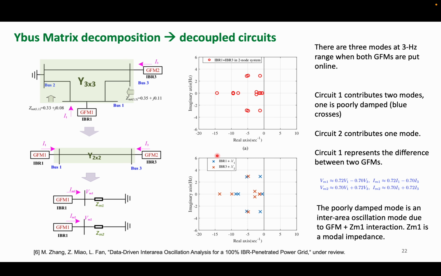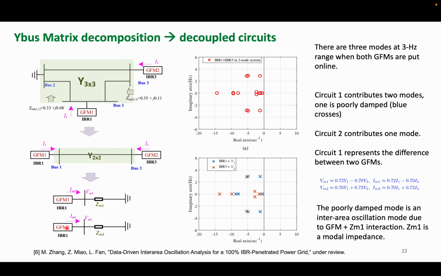Additionally, Y-bus matrix decomposition is another very good method to show what happens. For example, it is a 3 by 3 Y-bus matrix, but if we get rid of bus 2, then we have a 2 by 2 matrix. Furthermore, you can keep decomposing it and make it a circuit like this. In the end, you will find exactly which circuit is having the mode.